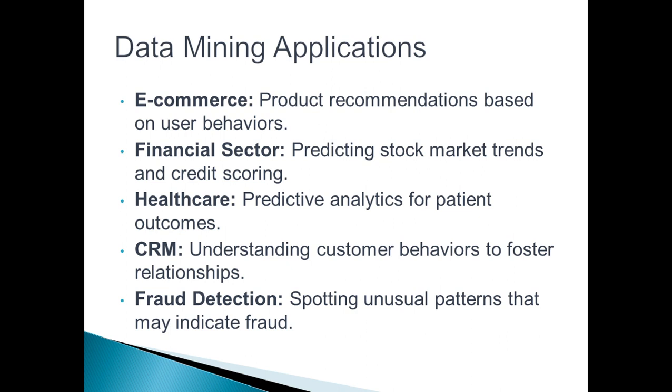So first is e-commerce. E-commerce basically provides product recommendations based on user behavior. E-commerce platforms use data analysis to provide personalized product recommendations by analyzing users' needs. E-commerce sites predict user behavior, such as purchase history and browsing patterns. On the basis of this, the algorithm suggests some relevant items.